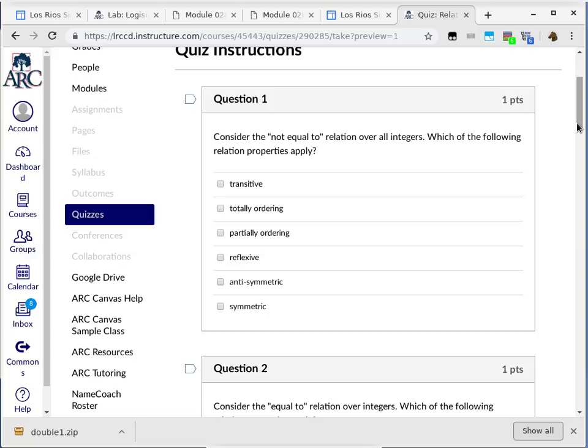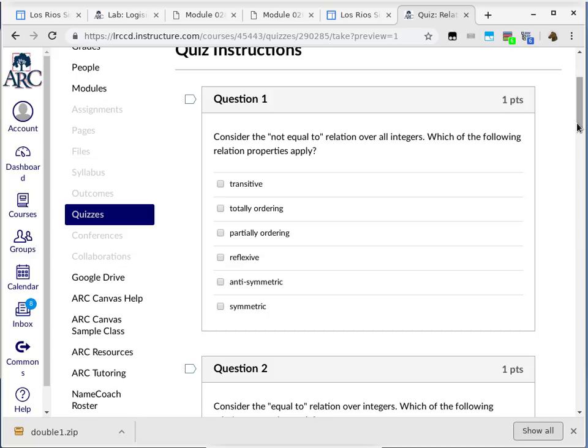Is it reflexive? Reflexive means a relation where every element relates to itself using that relation. So the question is, if I pick any integer out of the set of all integers, does that integer not equal itself? No. Every integer equals itself, so it is not the case that it does not equal itself, so it cannot be reflexive.